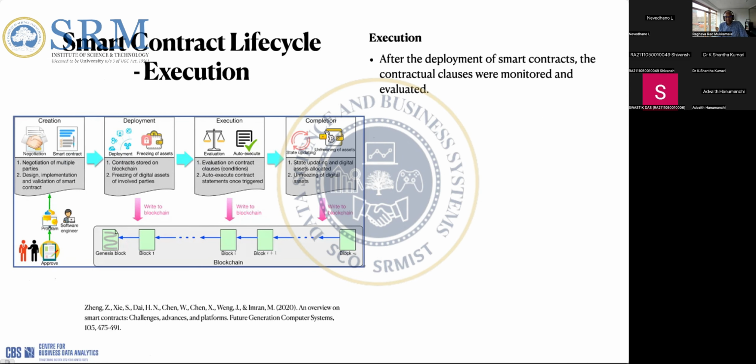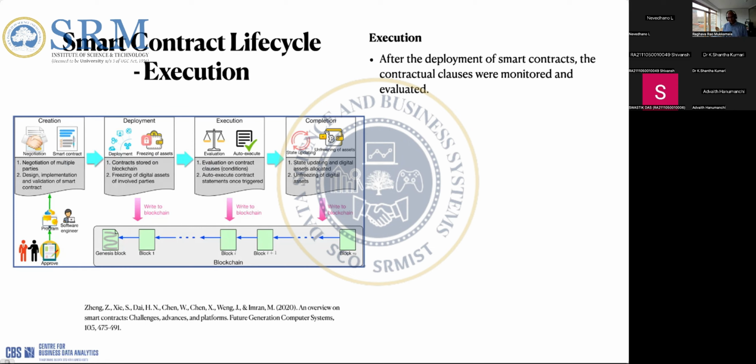So after deploying the smart contracts, the contractual clauses are monitored and evaluated. So that means you will specify some conditions, right? Saying that, okay, these are the conditions. If these conditions are matched, then you can execute this contract, right?